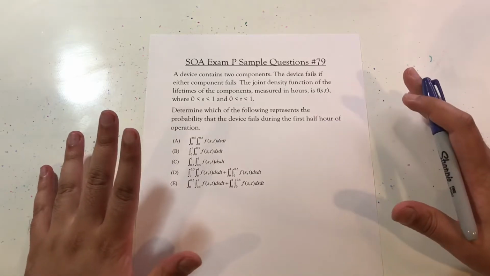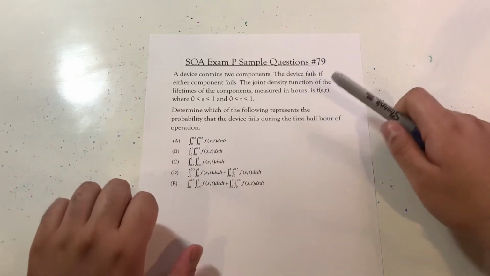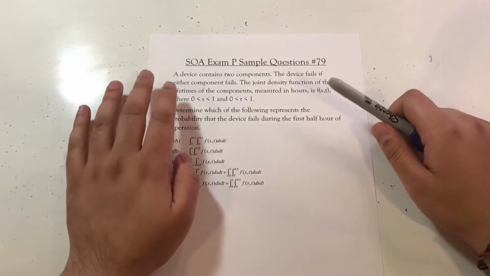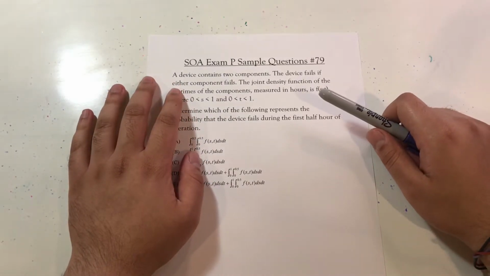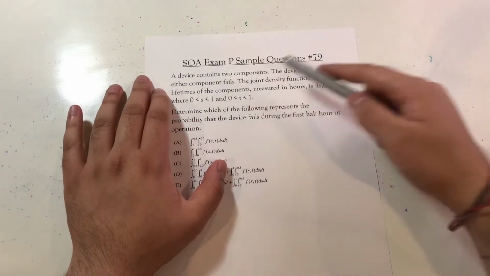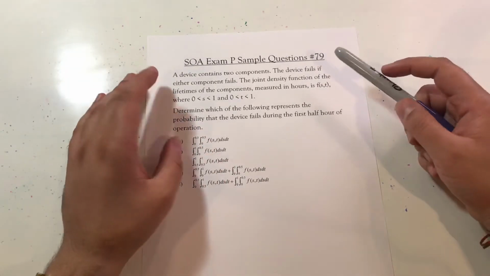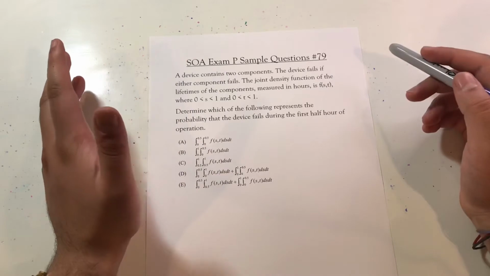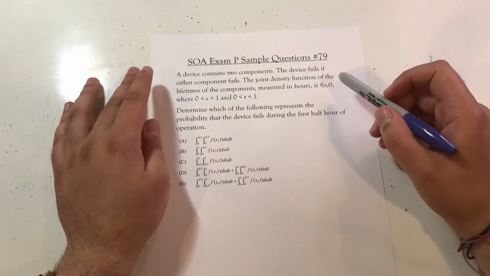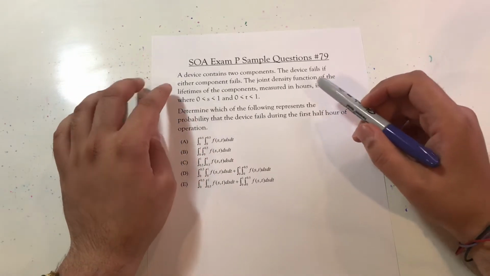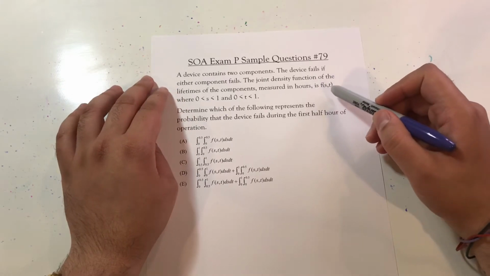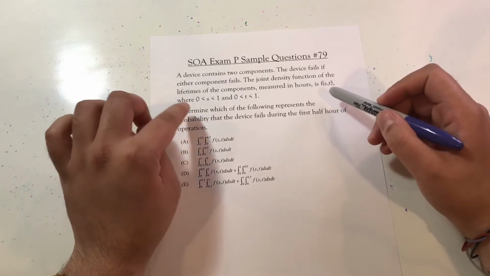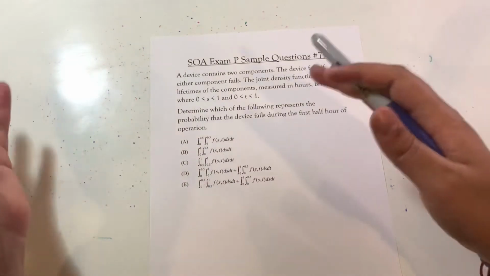So in this video, we're going to go through sample question 79 from the Society of Actuaries Exam P list of sample questions. The question reads, a device contains two components. The device fails if either component fails. The joint density function of the lifetimes of the components measured in hours is f of s,t, where s is between 0 and 1 and t is between 0 and 1.